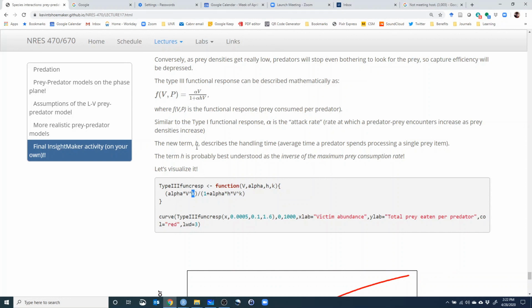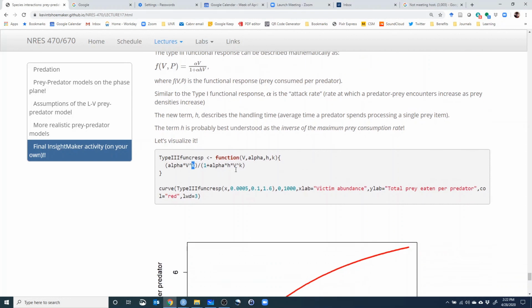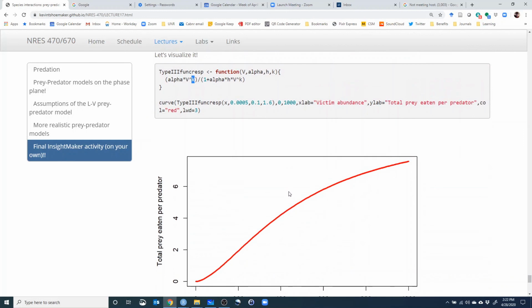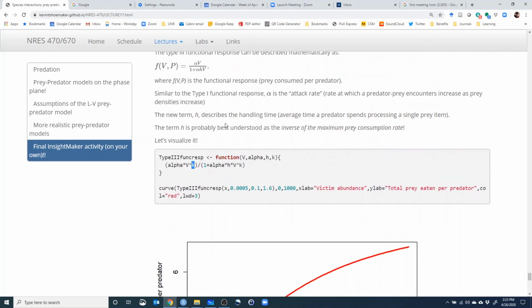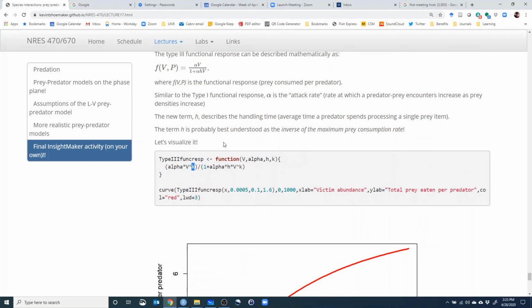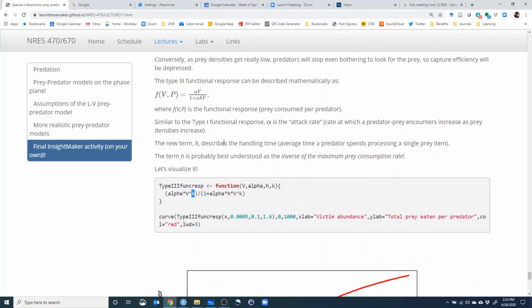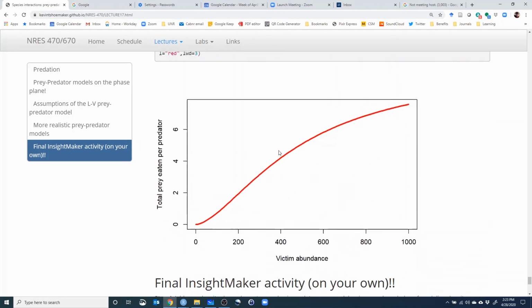So we're adding this new term K that describes the growth at low victim abundance and how the total prey eaten per predator, or the capture efficiency, kind of drops off for the predators as the victim abundance goes down. And so we add one new parameter, K, that adds one level of complexity to this model that allows for the concept of prey switching. And so it looks something like this.